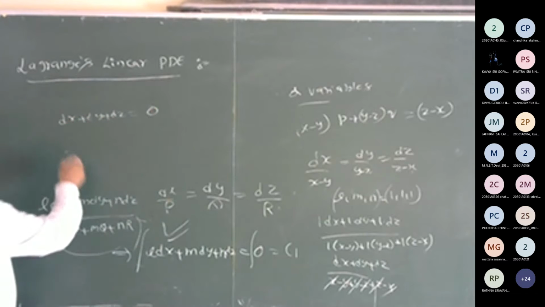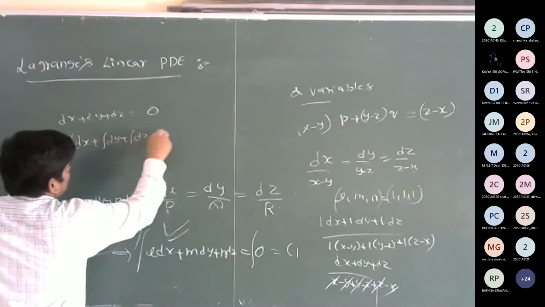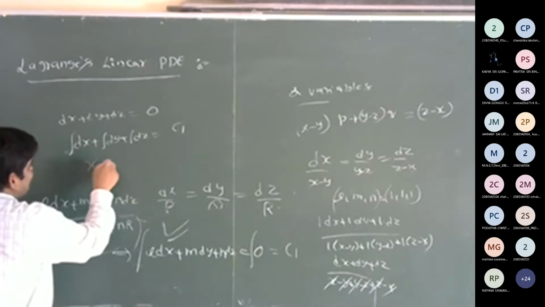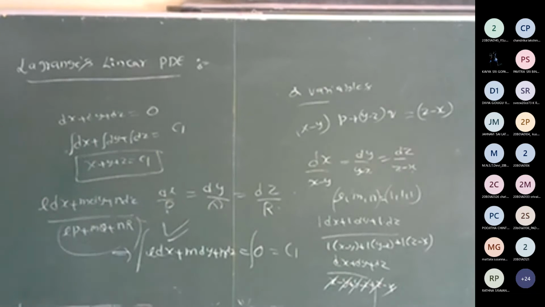Now we have to integrate this. It becomes integral dx plus integral dy plus integral dz, equal to c1. So this is x plus y plus z is equal to c. This is the one solution.